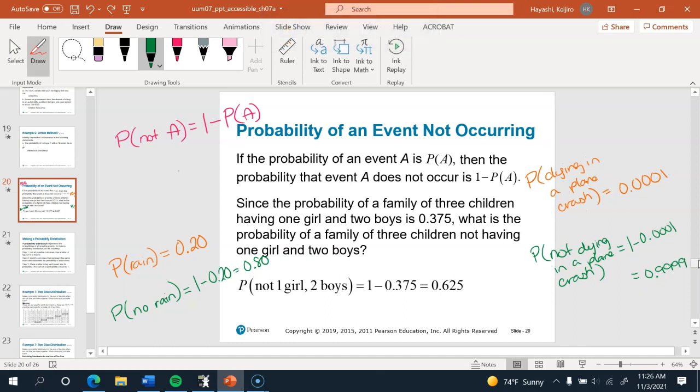And that's partially due to the fact that you have to either die or not die. You can't half die. It can't half rain, right? It either rains or it doesn't.